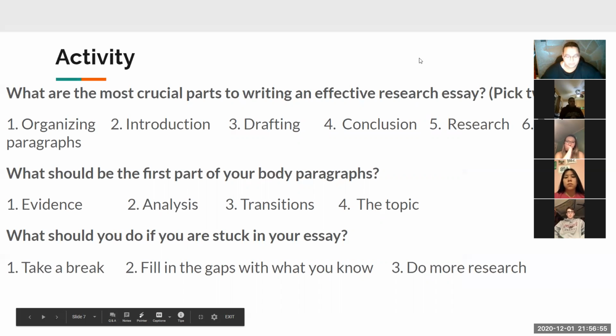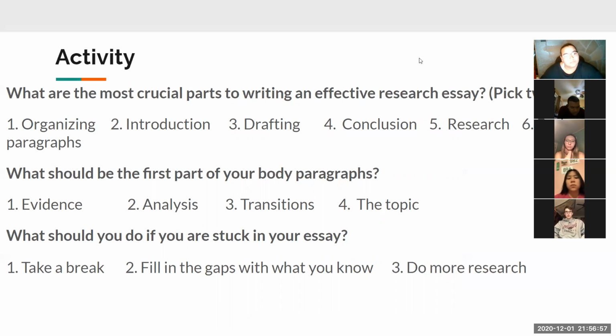Activity. Number 1. What are the most crucial parts to writing an effective research essay? Pick 2. The answers are organizing and drafting. Number 2. What should be the first part of your body paragraphs? The answer is the topic. Number 3. What should you do if you are stuck in your essay? The answer is to fill in the gaps with what you know.